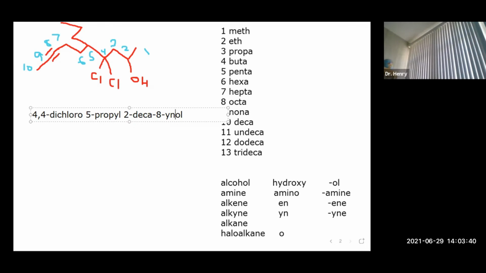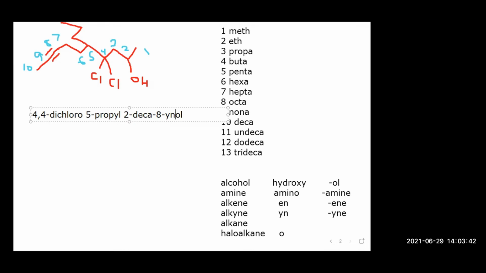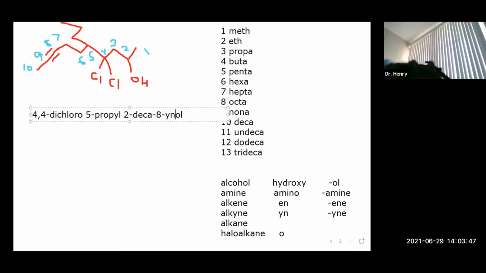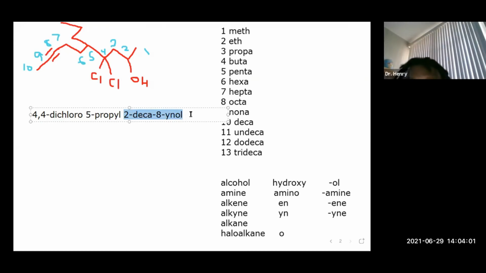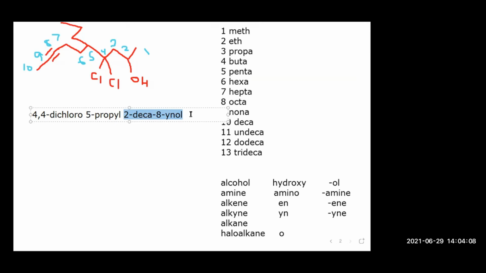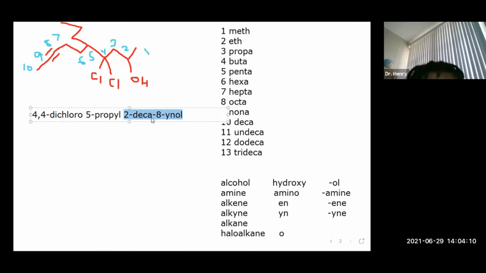Oh, okay. Dr. Henry, I have a question. Yes, ma'am. Okay, so from the 2 all the way down, can you explain that? Because I'm really lost. I don't understand. Okay, so first off, we had to determine the longest chain. What was the longest chain? 10. So that's where the deca comes from.